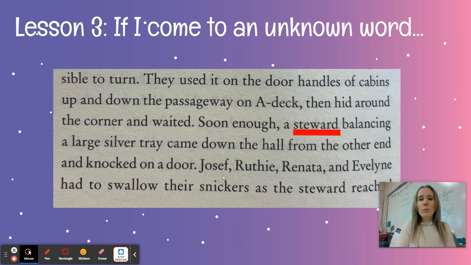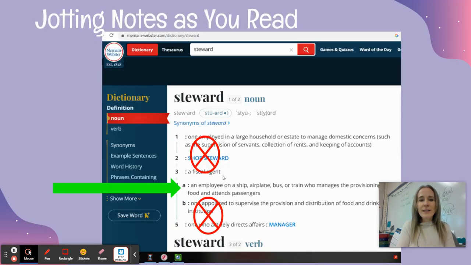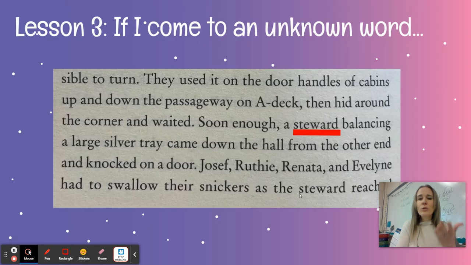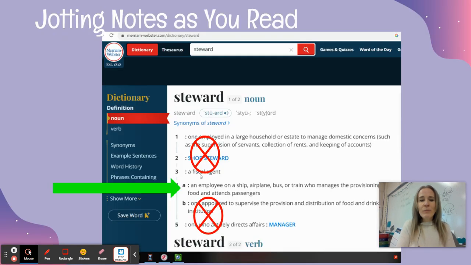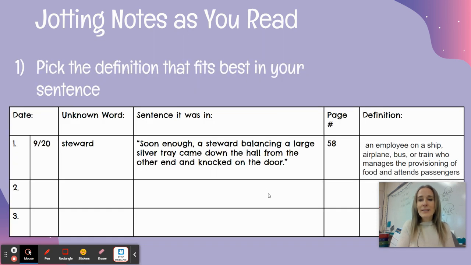Okay? So we would go back to your sentence. We would see, all right, which definition fits. We would mentally cross out the ones that don't work, and we would look at the definition that does work. So the way the word steward is used in this sentence fits with this definition. You can copy and paste it right into the box.